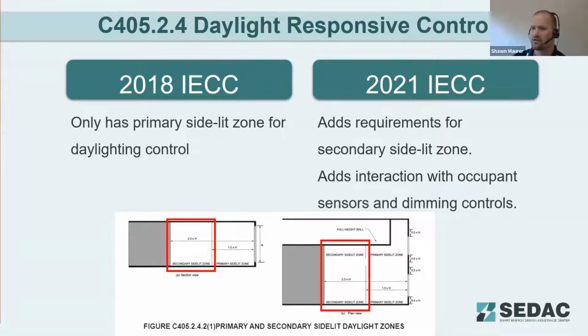A question did come into the chat: are corridors added to the occupancy sensor list? Yes, but they do have specific requirements, which we showed.